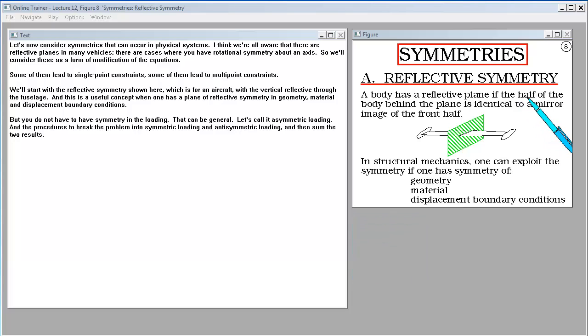We'll start with the reflective symmetry shown here, which is for an aircraft with a vertical reflective plane through the fuselage. And this is a useful concept when one has a plane of reflective symmetry in geometry, material, and displacement boundary conditions. But you do not have to have symmetry in the loading. That can be general. Let's call it asymmetric loading. And the procedure is to break the problem into symmetric loading and anti-symmetric loading, and then sum the two results.